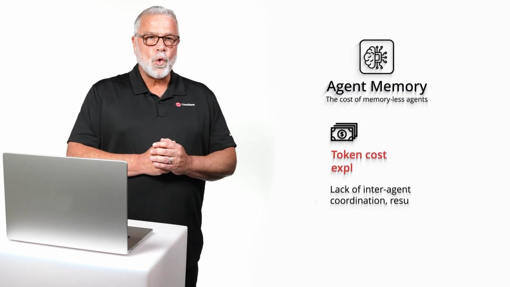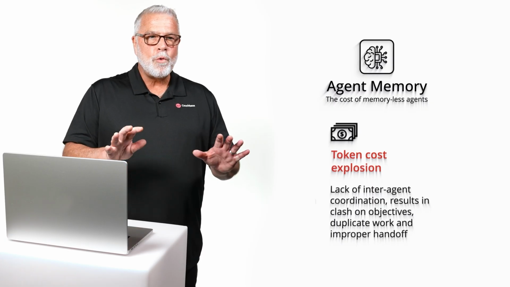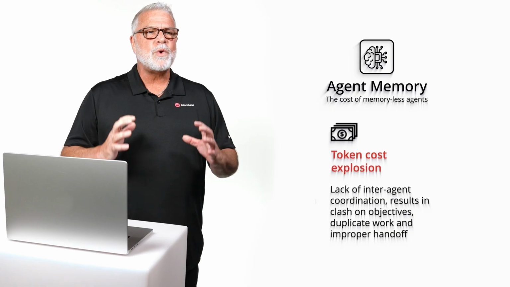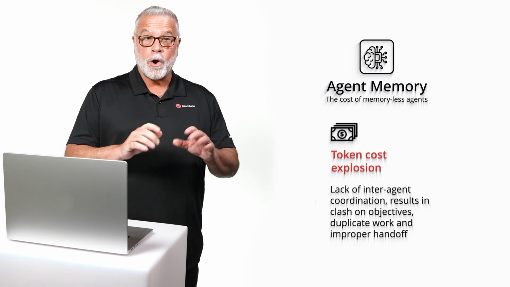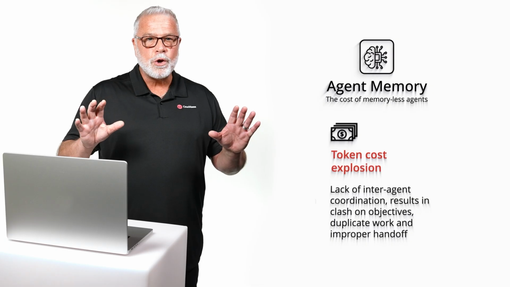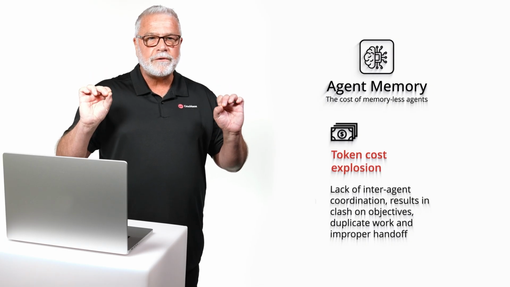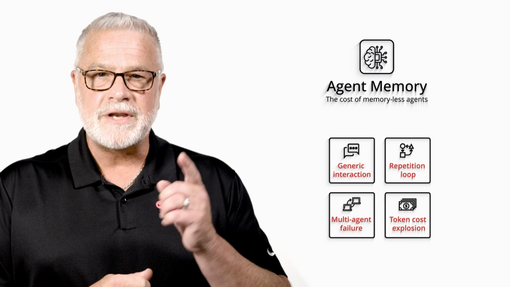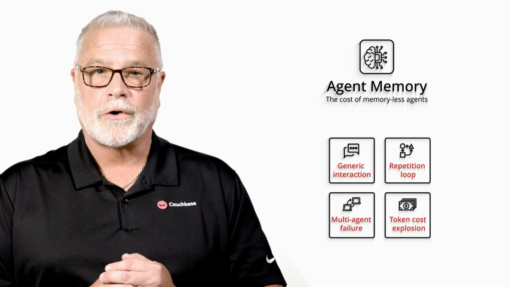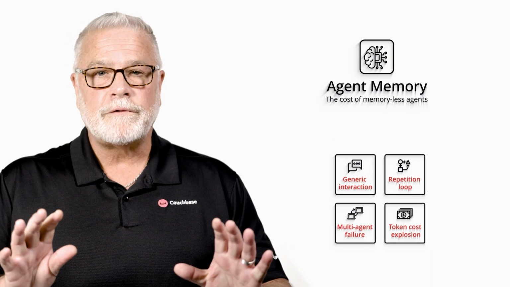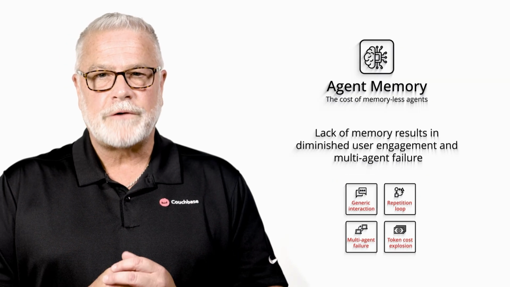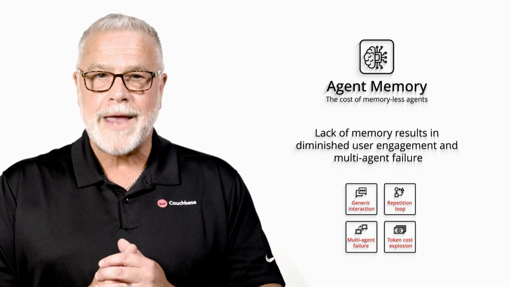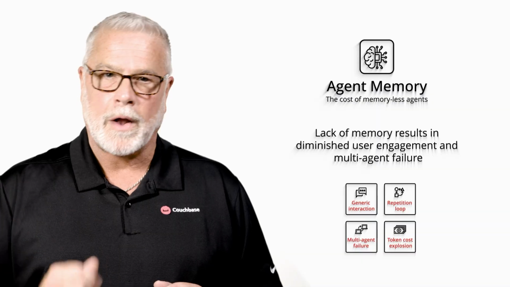And fourth, token cost explosion. When there's no memory layer, applications compensate by stuffing the full conversation history into every prompt turn. That burns tokens fast. By turn 20, you're paying to process the same early messages 20 times over. At scale, it's not just a performance issue, it's a significant and growing line item in your infrastructure cost. The point here is simple. The absence of memory doesn't just degrade the user experience, it actively drives up costs and breaks the multi-agent architectures that enterprises are betting on.